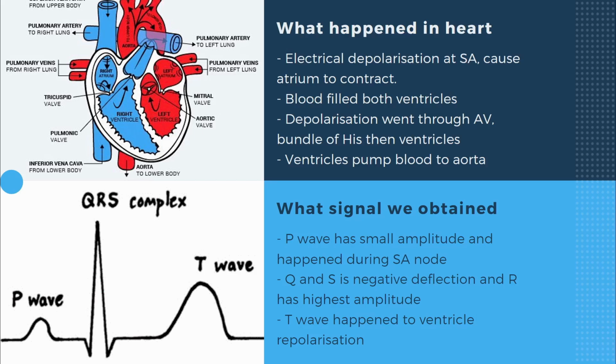When the blood fills both ventricles, at the same time the electrical depolarization flows from the AV or atrioventricular node, then to the bundle of His, then to the ventricle. When the electrical signal happens in the ventricle, it causes the ventricle to contract and gives us the signal shape like in the bottom, the QRS complex. Last but not least, when the ventricle pumps blood to the aorta, the T wave is generated during the ventricle repolarization. That's all from me and we move to the methodology.